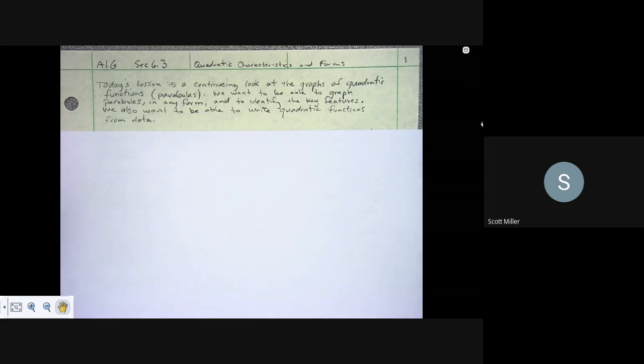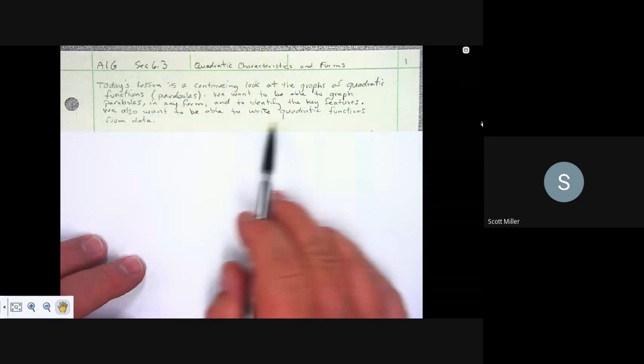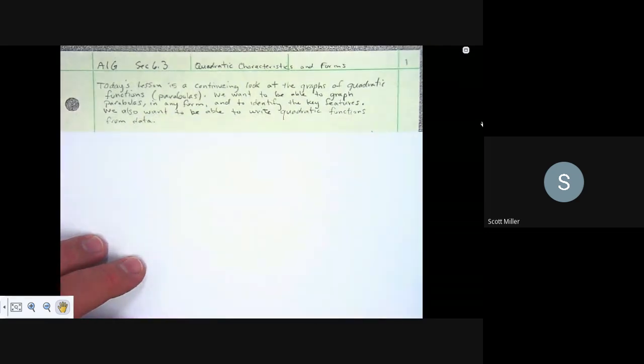and the equation in any form, to identify the key features, which are the main ones: the vertex, the y-intercept, the x-intercept if you can find it. We haven't really got everything in place yet to be able to find all x-intercepts at all times. But if you can find them, you want to make sure you identify those. We have an axis of symmetry. These are all things that we want to be able to do. And in addition to that work today, we're going to learn how to write quadratic functions from certain data.